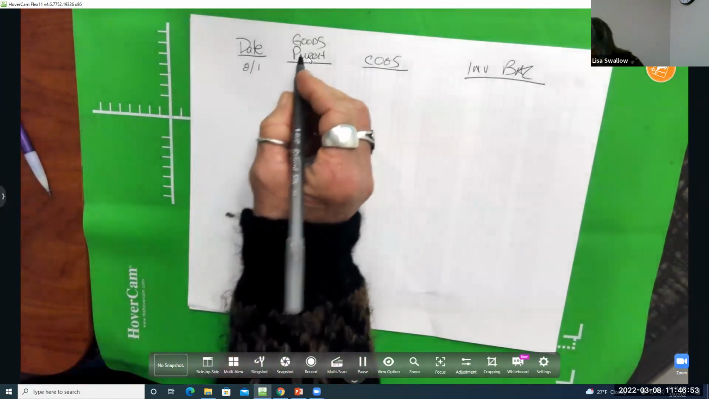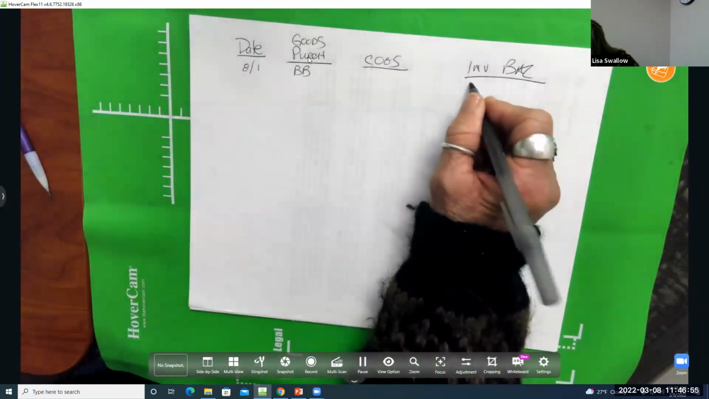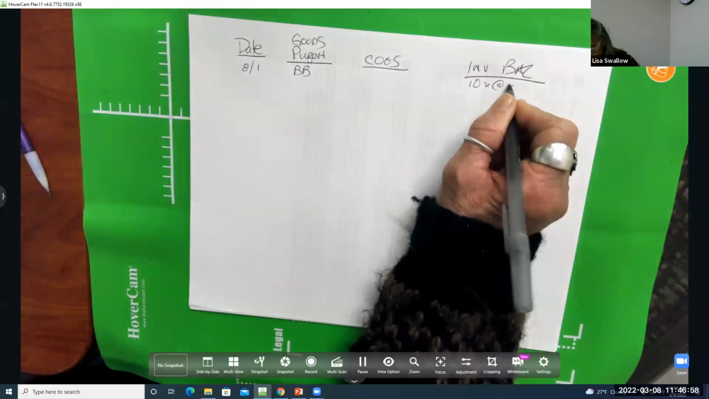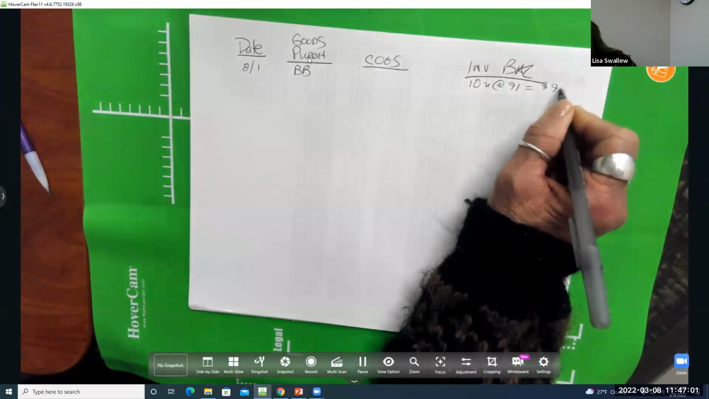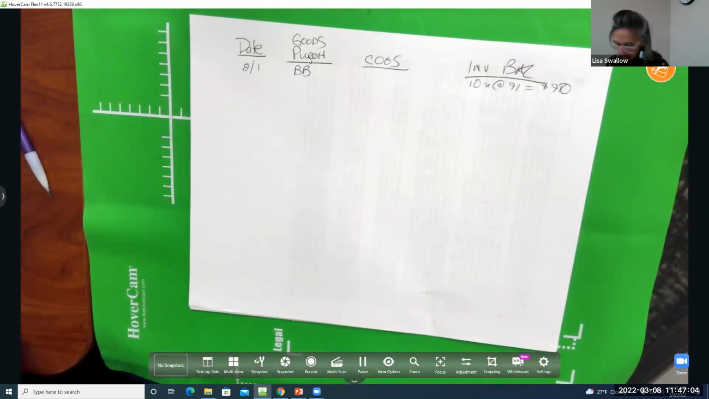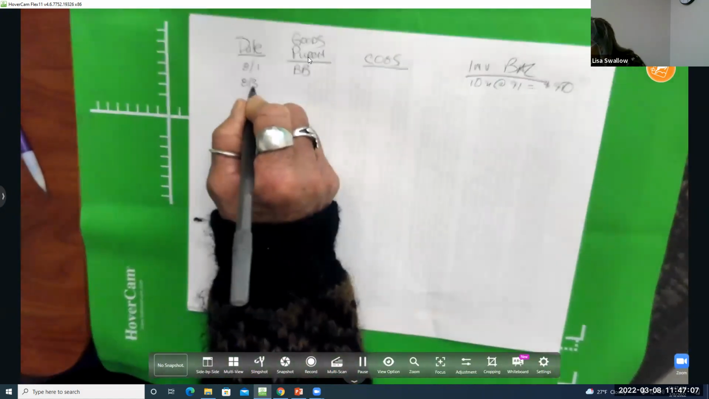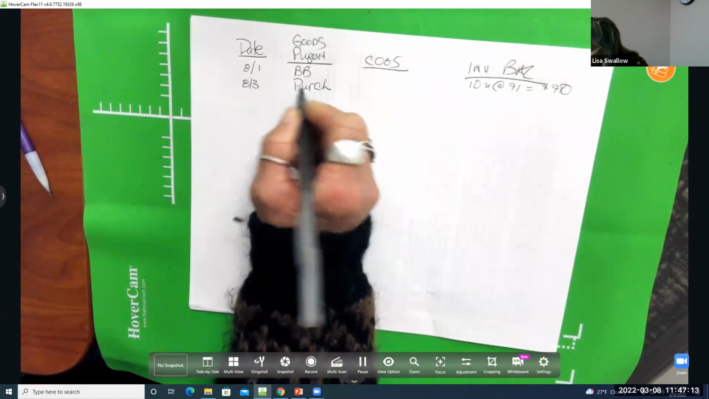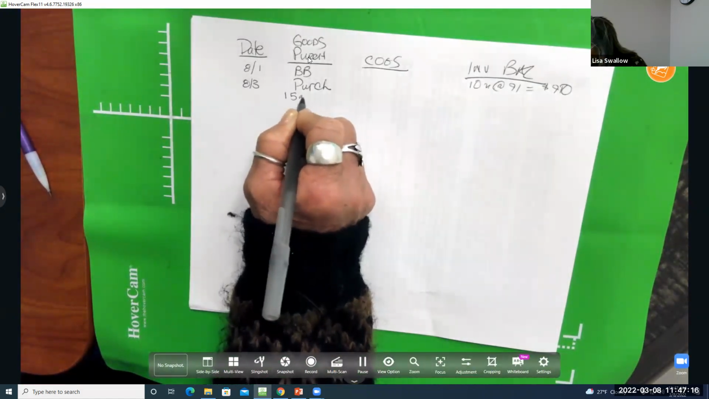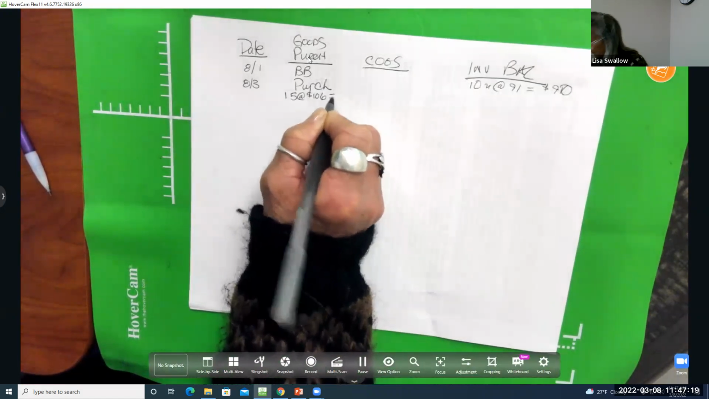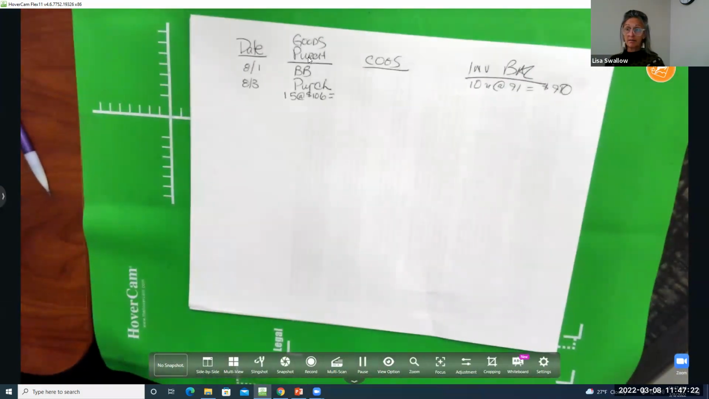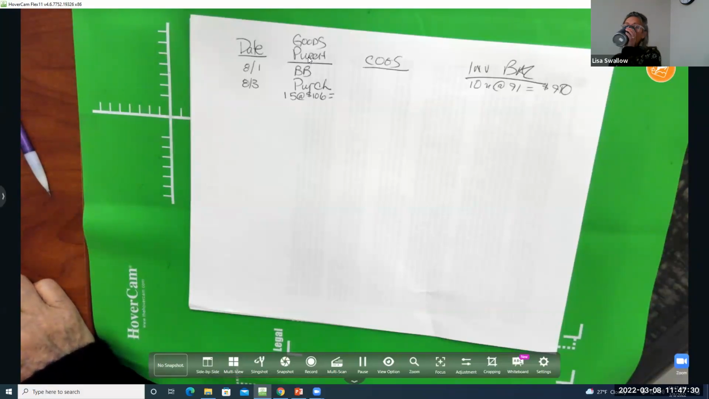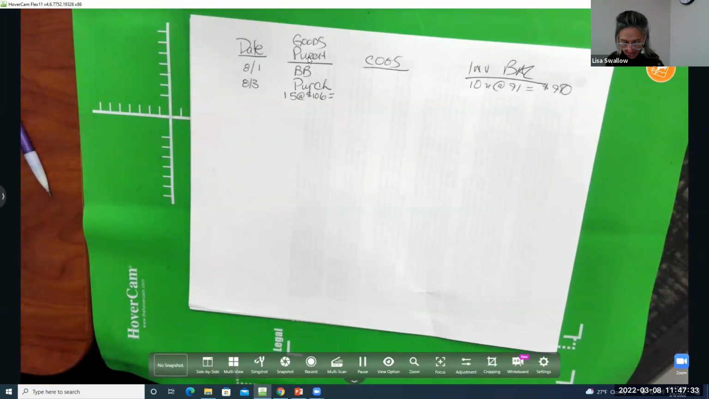So on 8-1, my beginning balance was 10 units at 91 bucks each, so $910. Then let's enter our purchase. And I bought another 15 units at $106 each. So do the math on that. How much did I actually write a check for? Bought another 15 mountain bikes at $106. So what am I at?